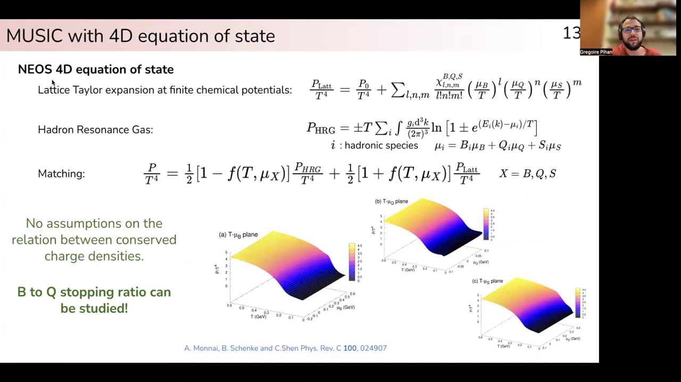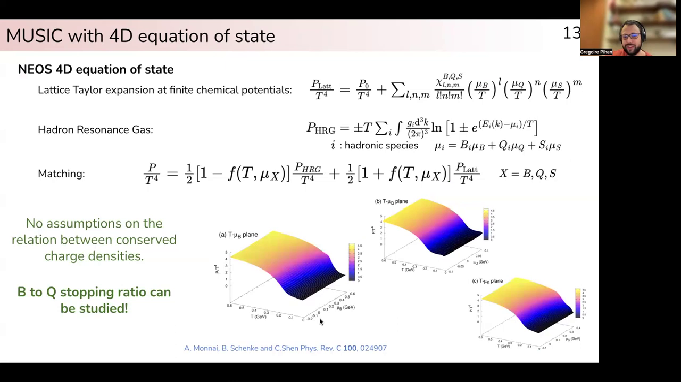And for this, we use the NEOS equation of state, which is based on the lattice Taylor expansion at finite chemical potential, here up to order 4. At smaller temperature and chemical potential, the pressure is given by the hadron resonance gas calculation, and the matching between those two is simply done by a hyperbolic tangent, as you can see here nicely, the hyperbolic tangent in T and mu here.